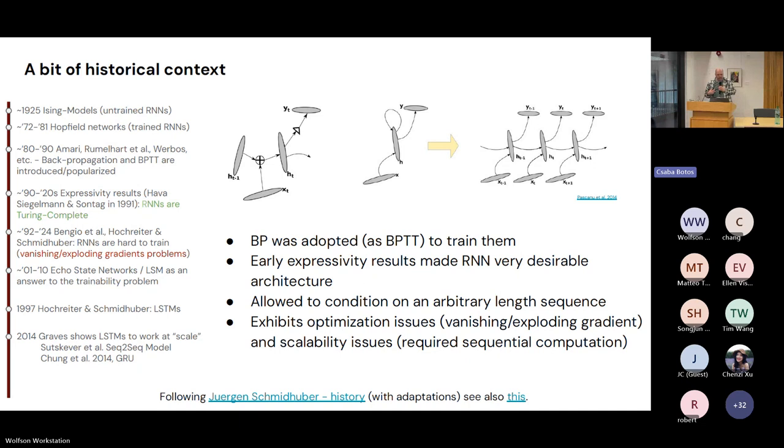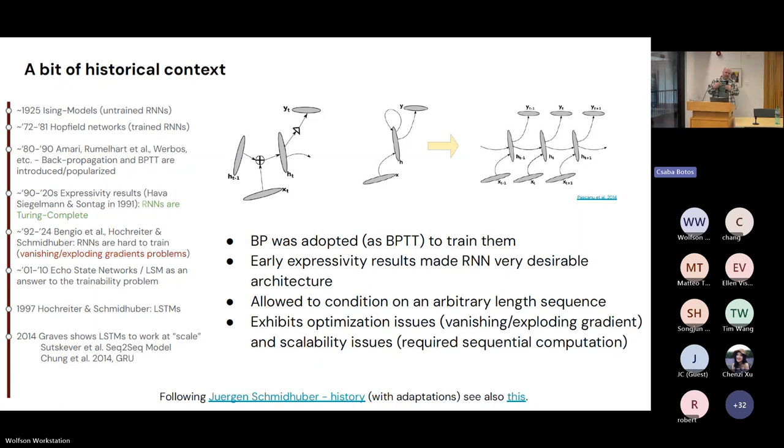And the main issue with these models was how to train them. There was some work in the 80s and the 90s from people like Amari and so forth that developed backprop through time. But overall, learning of recurrent neural networks is difficult. This became even more apparent in the early 90s, with works like Jürgen Schmidhuber's and Yoshua Bengio's that talk about the exploding and vanishing gradient problem that everyone knows. These are the prototypical issues with training recurrent neural networks.